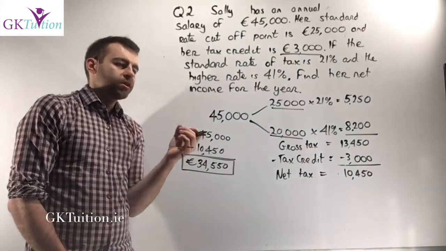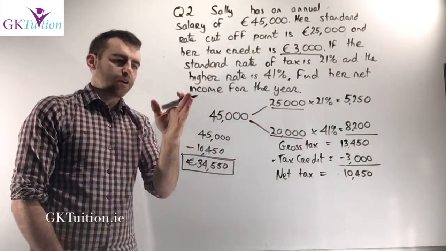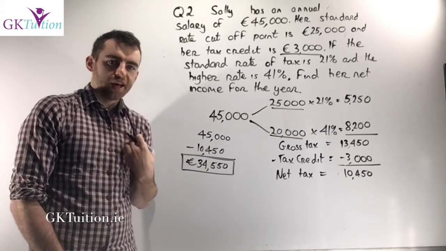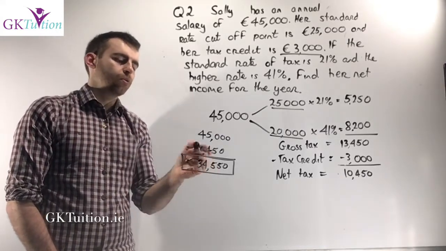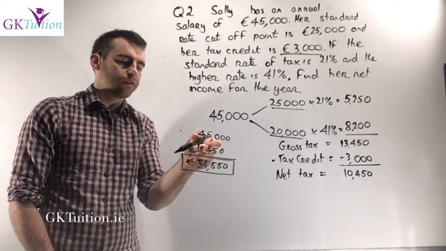Now the question was to find her net income. Her net income is the amount of money that she actually gets to take home. So her gross salary was 45,000.